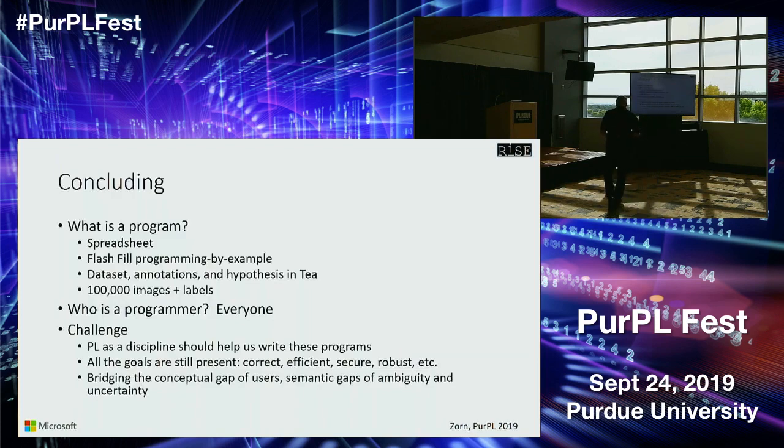Okay, so just in conclusion, the questions. What is a program? Well, today I said, hey, a program can be a spreadsheet. It can be examples. We know that. It can be hypotheses and annotations on a data set, or it can be 100,000 labeled images. All of these constitute something that you put into a system, and what you get out is essentially a program, or more importantly for the people that want to use these programs, an answer to their questions. I would argue everyone is a programmer, certainly hundreds of millions of people, and we shouldn't forget about those people.